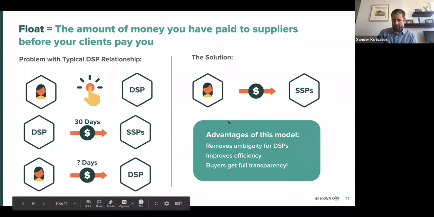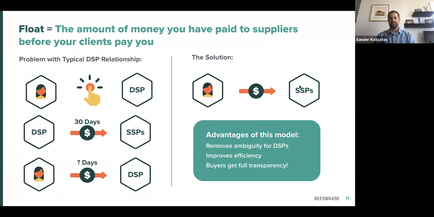So the solution here from a SaaS standpoint would be if the buyer can actually generate a direct relationship with an SSP, they can pay the SSP directly. And this removes ambiguity for DSPs, right? They know whatever money is going through the platform, they are now a SaaS layer and not essentially a bank, right?